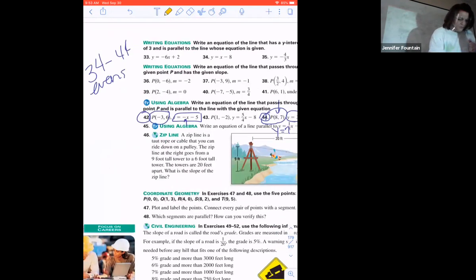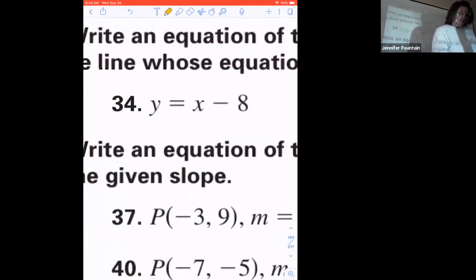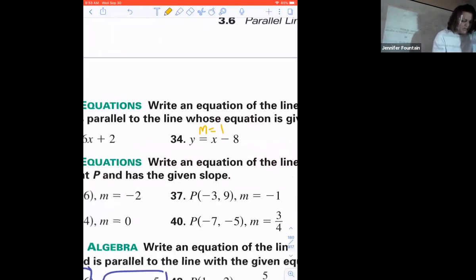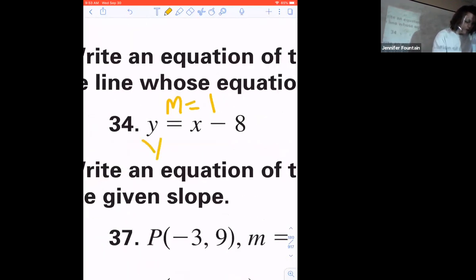So 34 says write an equation of the line that has a y-intercept of 3 and is parallel to the line whose equation is given. What do I know about parallel slopes? They're the same. So in number 34, y equals x minus 8. What is the slope of that line? My slope is 1. So they've told me to write an equation of a line that has a y-intercept of 3. So y equals x plus 3 would be a parallel line because the slopes are the same.